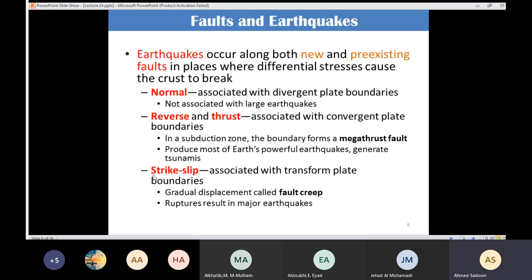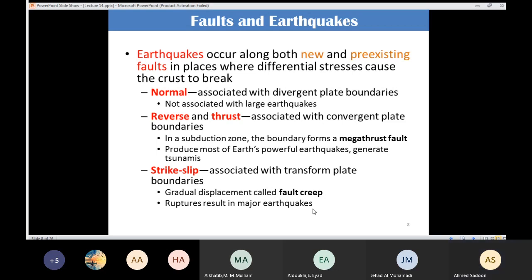And also we have the strike slip. Strike slip means the movement is going to be along the strike direction. This one is associated with transform plate boundaries. The gradual displacement is called fault creep, and rupture results in a major earthquake.